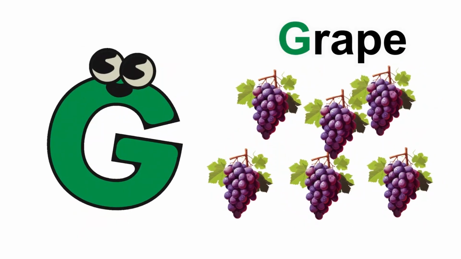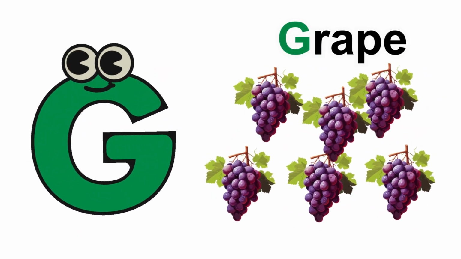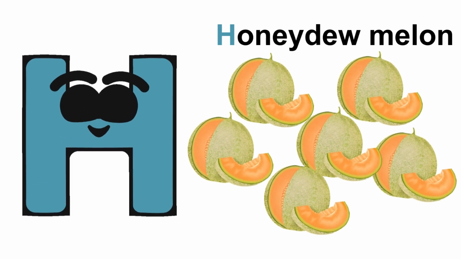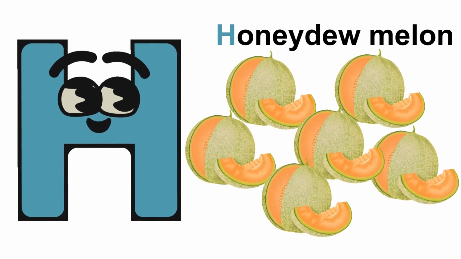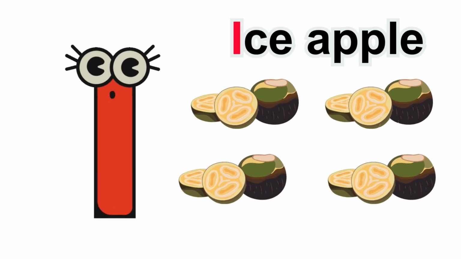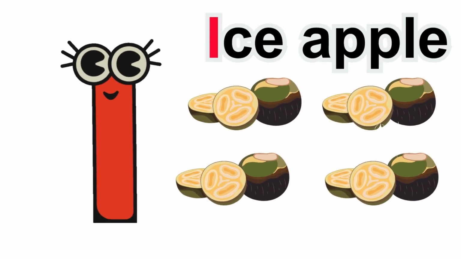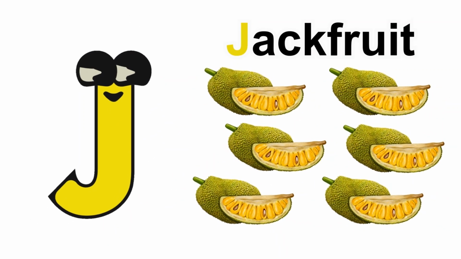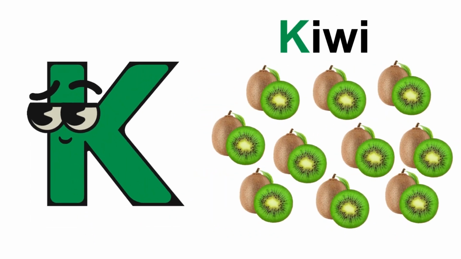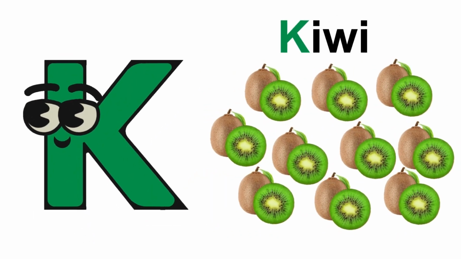fig. G is for grape, grape. H is for honeydew melon, honeydew melon. I is for ice apple, ice apple. J is for jackfruit, jackfruit. K is for kiwi, kiwi.